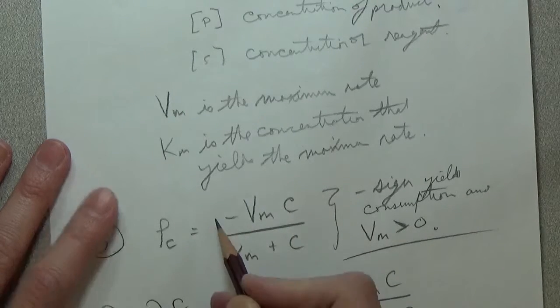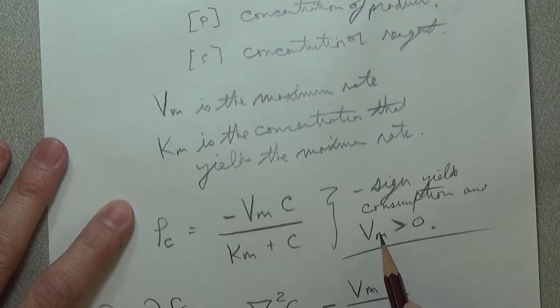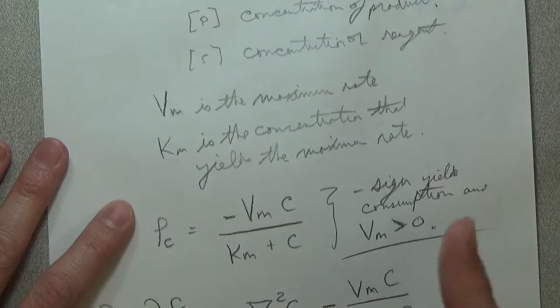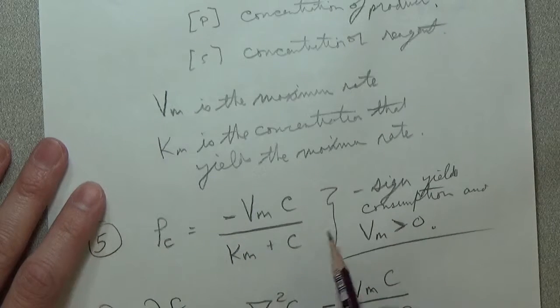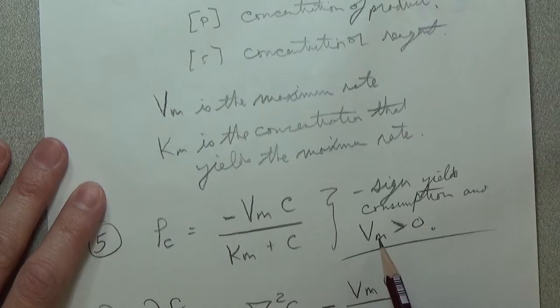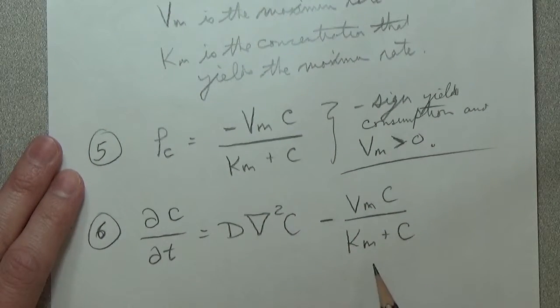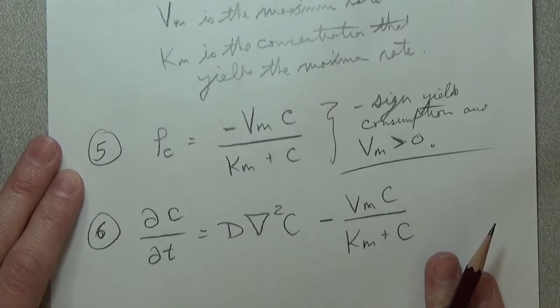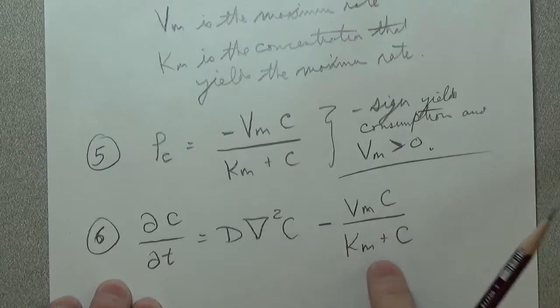And we have this negative sign here. That negative sign is because we have consumption, right? As the oxygen diffuses in, it's being devoured by the cells, and we want Vm to be positive, which means that we have to have a negative term out in front. Now our diffusion equation is the derivative of C with respect to t equals D Laplacian of C minus Vm C over Km plus C. Okay? But again, we haven't put any coordinates in yet.